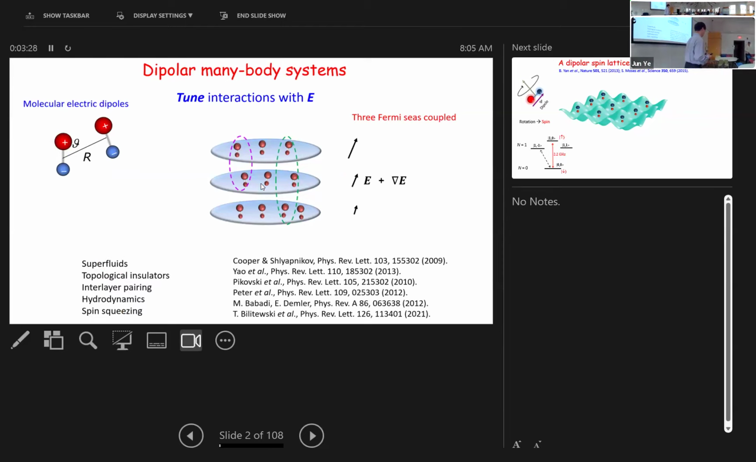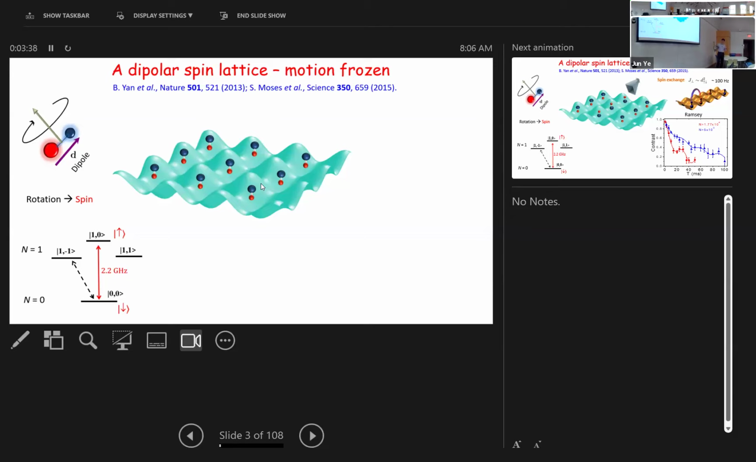But you can also put these molecules inside optical lattices and study dipolar spin lattices. There's really interesting physics where you have the motions frozen, and you can study in one dimension, two dimensions, three dimensions a dipolar crystal. You can encode the dipole moment with the rotational freedom of molecules very easily.